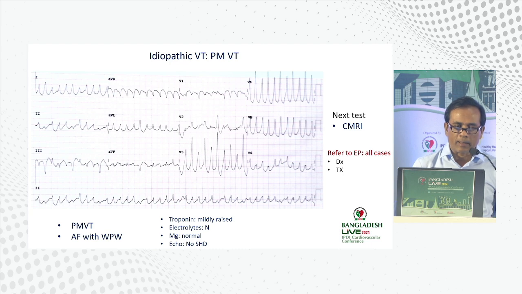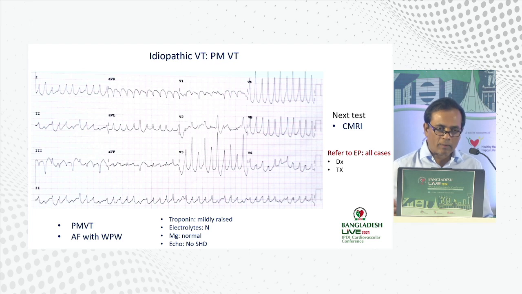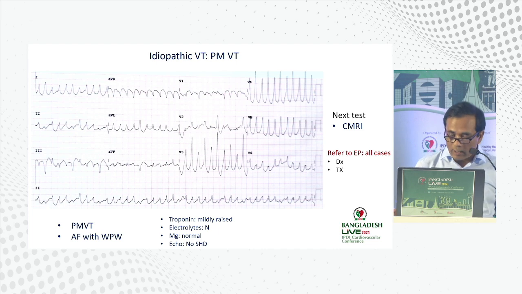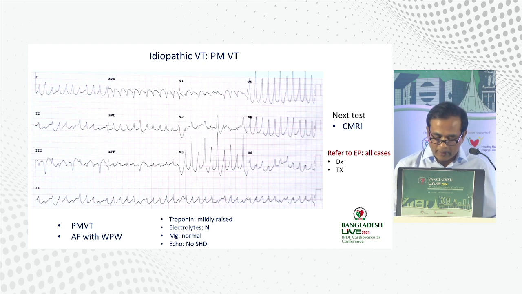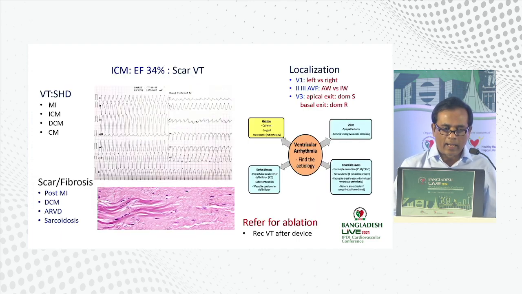This is another example, of a structurally normal heart with polymorphic VT. Again, the heart is structurally normal. This patient has polymorphic VT, and most of the time this kind of polymorphic VT is related to channelopathy. This should be excluded by cardiac MRI, and if the cardiac MRI is normal, this is channelopathy, and the patient should be sent for diagnosis and treatment, particularly ICDs.